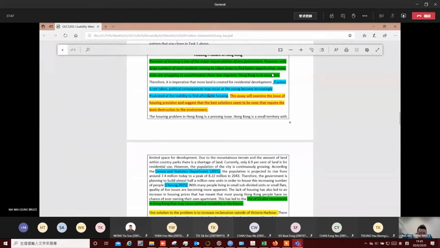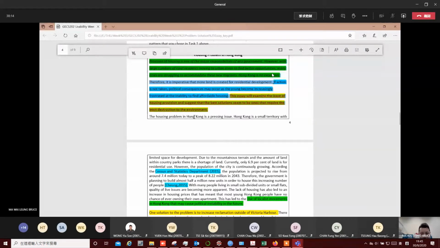All right. So I think this is quite a standard and adequate introduction with all the components: situation, problem, why it is significant to us, and then the thesis statement. Okay. So that is the situation, and then, how about the next paragraph?